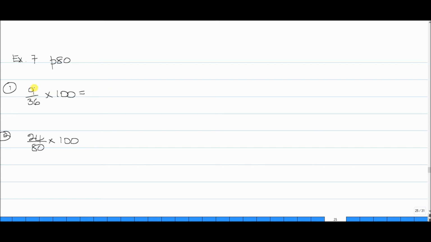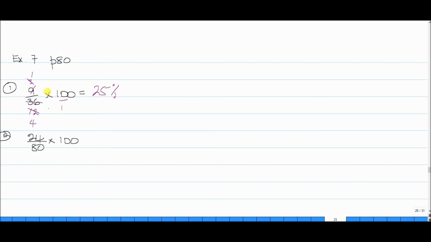We could say 3. 3 goes into 9 3 times, and 3 goes into 36 12 times. We could then say 3 goes into 3 one time, and 3 goes into 12 4 times. Now we have 1 over 4, which is the same as a quarter. A quarter of 100 would be 25. Our answer is in percentage.